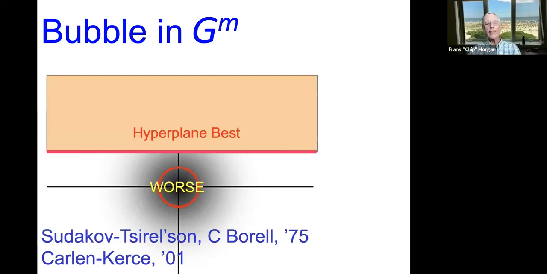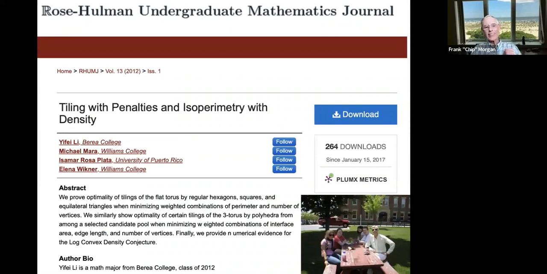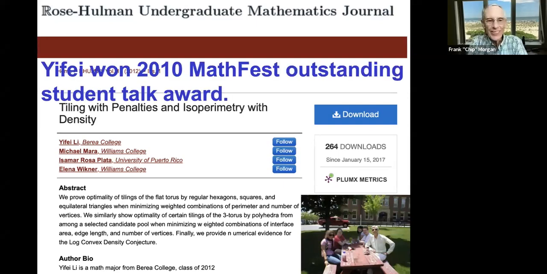And this idea of density is something that Yifei actually studied with me as a student in those days she was talking about. You see, this is their paper that was published. The title you can see mentions isoperimetry with density. And Yifei won a 2010 MathFest Outstanding Student Talk Award for a talk she gave there.